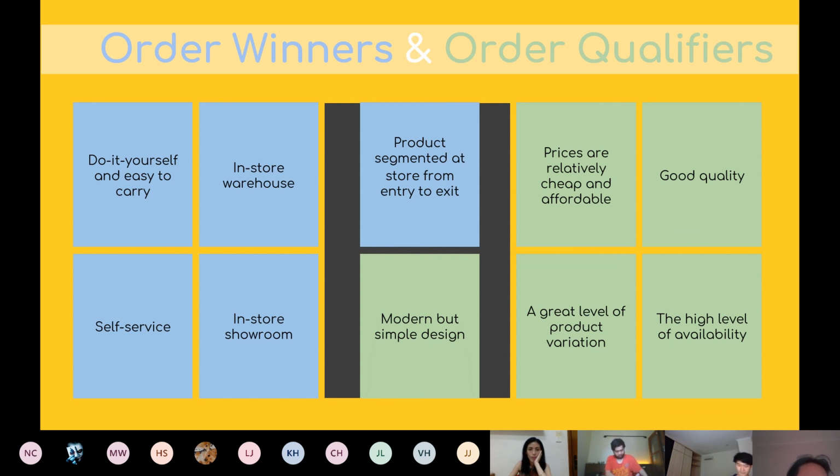And the order winner of IKEA is that IKEA has a unique store with logistics and warehouses in the stores. Customers can also browse the products because the design of the shop has an in-store showroom and the products have been segmented from store entry to exit. The desired product can be taken alone in the warehouse.